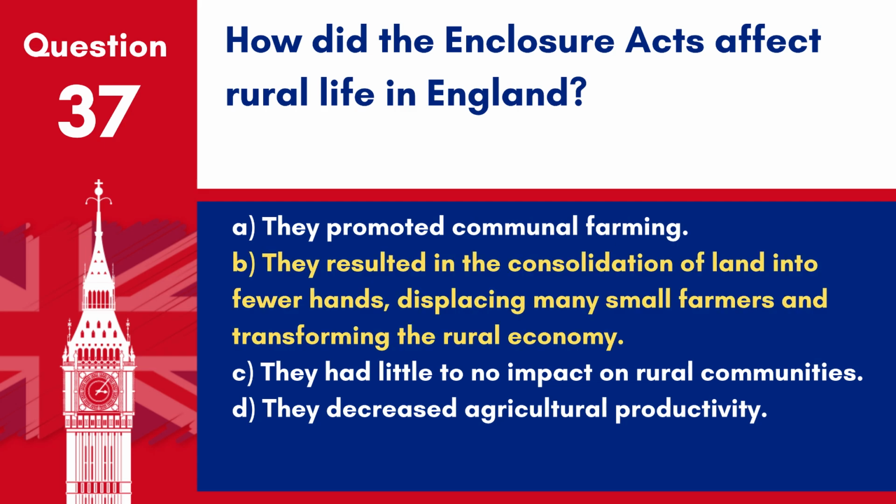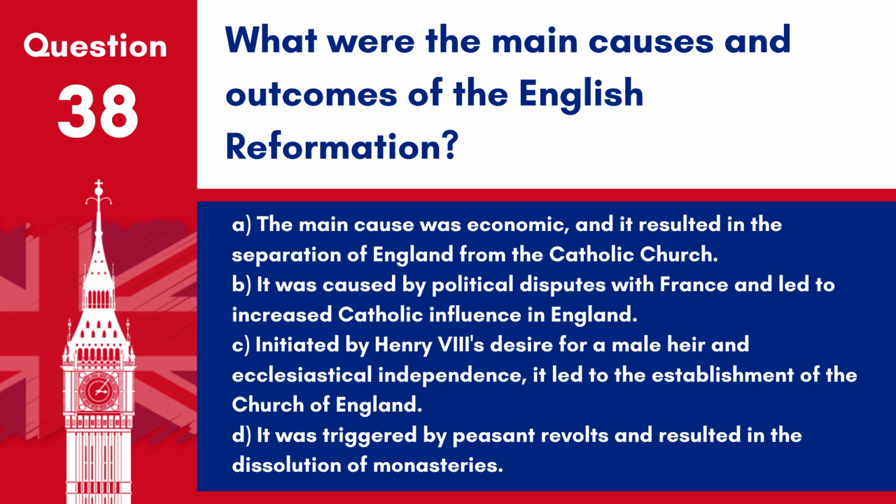Answer B. They resulted in the consolidation of land into fewer hands, displacing many small farmers and transforming the rural economy. The Enclosure Acts were a significant factor in the development of the agricultural revolution in Britain. Question 38. What were the main causes and outcomes of the English Reformation? A. The main cause was economic, and it resulted in the separation of England from the Catholic Church.